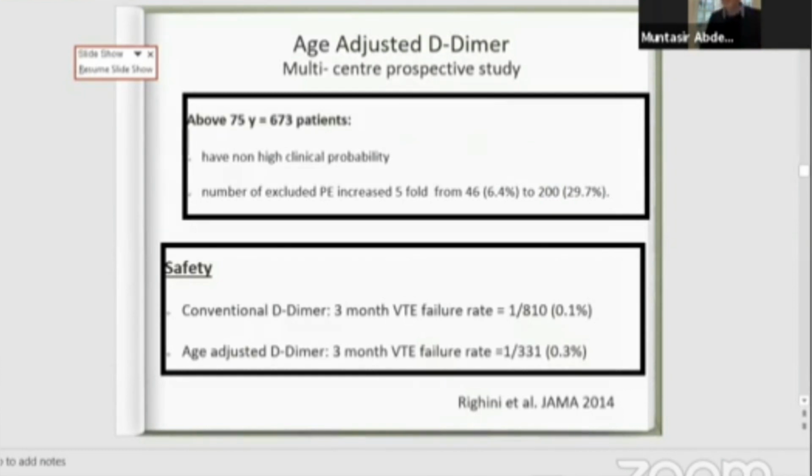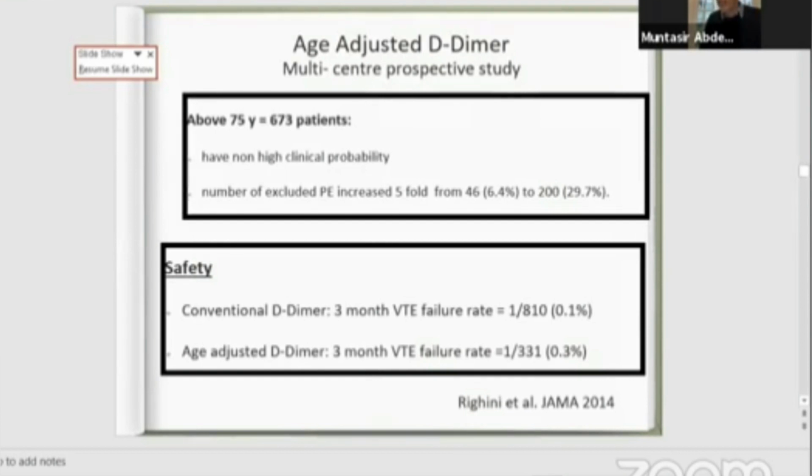And they found, in people above the age of 75, there were 673 patients. And those who had no high clinical probability, that means pulmonary embolism unlikely, they found that they excluded pulmonary embolism in 200 rather than 46 using age-adjusted D-dimer. So they increased the exclusion of PE by 5-fold.